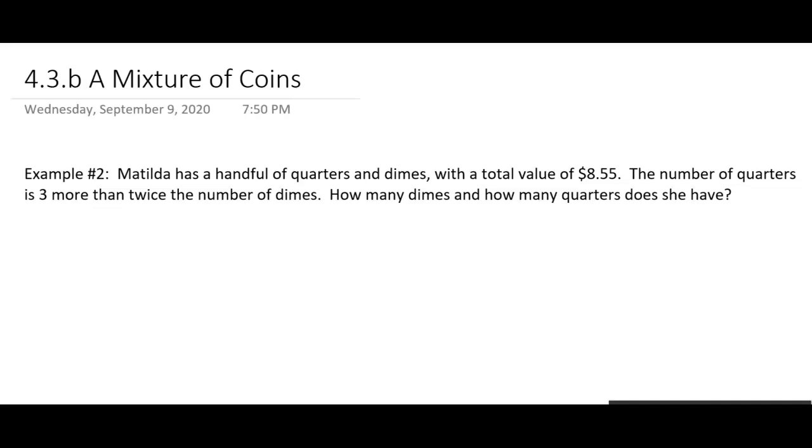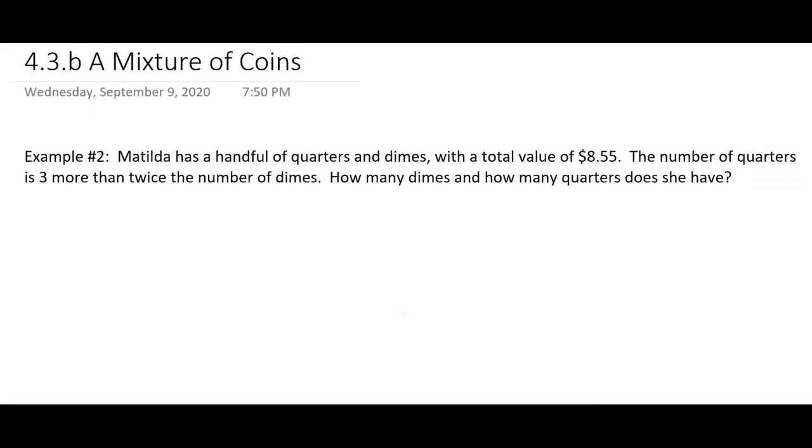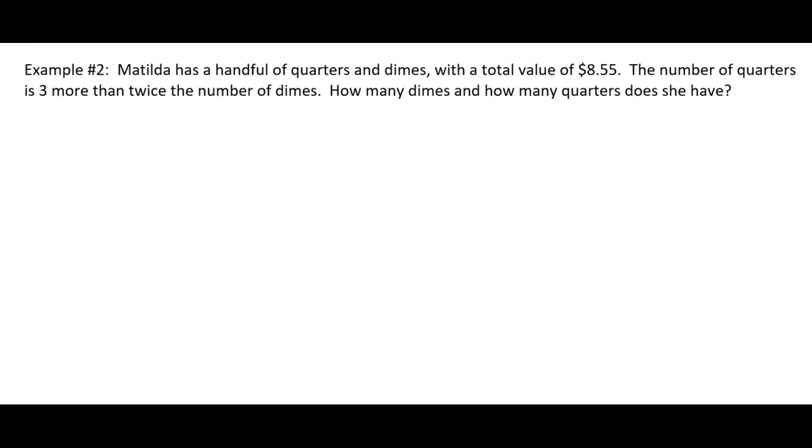So this problem is going to be similar to the last one. We have coins in this problem. So Matilda has a handful of quarters and dimes. So I'm going to use Q for how many quarters she has and D for how many dimes she has. They have a total value of $8.55. So she might have like 20 coins, but depending on how many are quarters and how many are dimes, that'll determine how much money she has. So it's like you have a value equation and then you have a number equation.